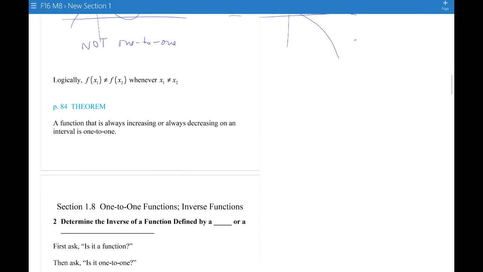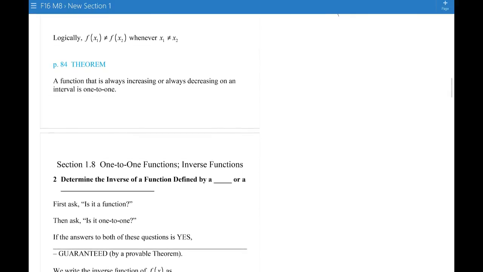Okay, so logically, how you write this is that f of x1 has to not equal f of x2 whenever x1 doesn't equal x2. So what you're saying is if you have one value of x and another value of x, you can't have the same y value for two different x values. This would not be one-to-one.